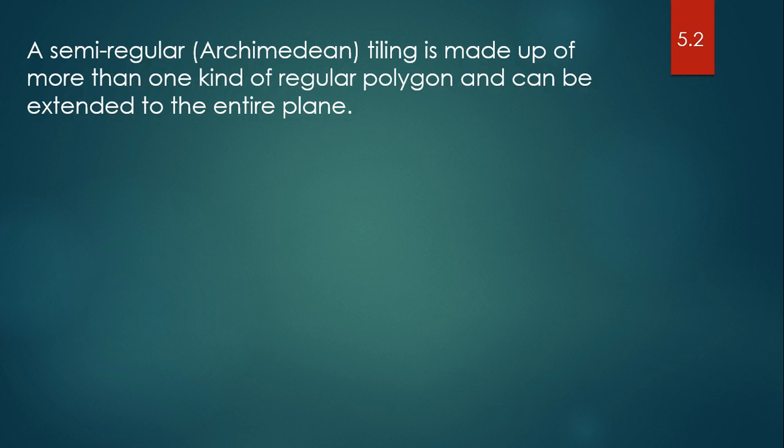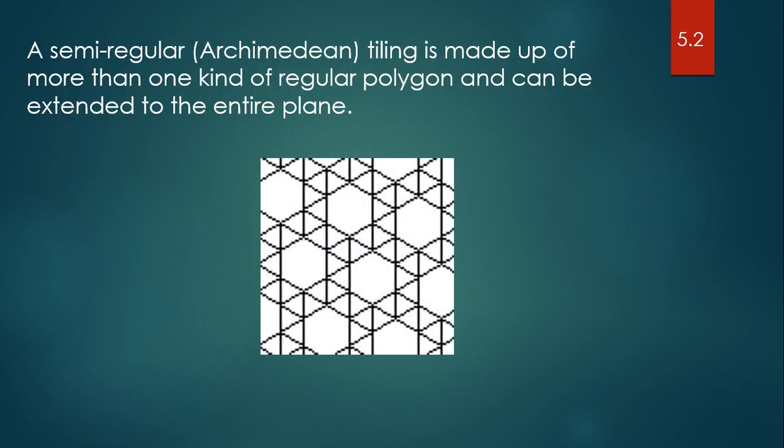So if we take polygons and put them together in a different way, we might have what's called a semiregular or Archimedean tiling. In this case, we're taking still regular polygons, so that would mean polygons that have congruent sides and congruent angles, but we're mixing up the types of regular polygons. Plus, we're going to make sure that when we make this kind of tiling, a semi-regular tiling, that we can continue the pattern that we're creating forever and ever. So that's what we mean by extended to the entire plane.